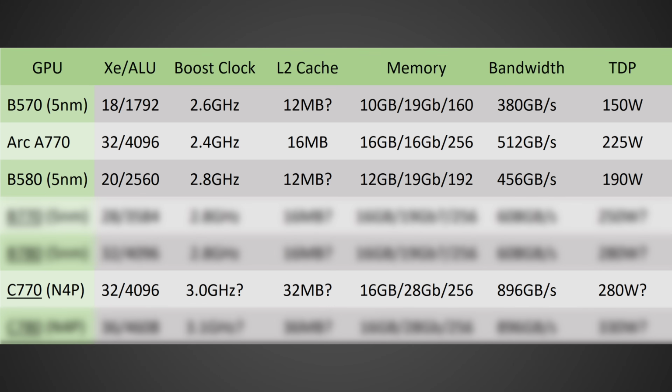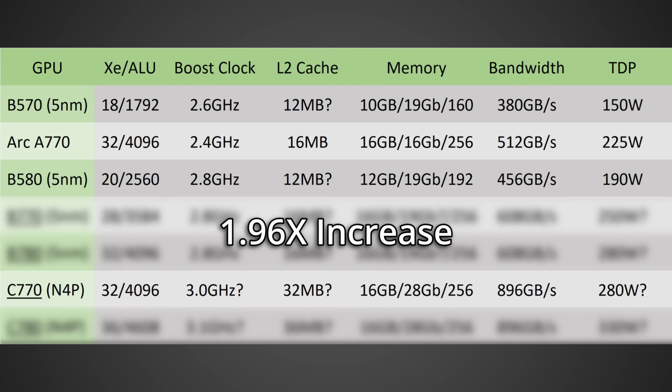I think it's going to be 32, and then you're going to get 16 gigabytes of GDDR7 running at 28 gigabits per second for 896 gigabytes per second. Now, that's very impressive, because when you take a look at the B580, or the current fastest GPU that Intel has, well, that thing only has 456 gigabytes per second. So that would be a 1.96x increase in the memory bandwidth for the Celestial series if this ends up being the case.